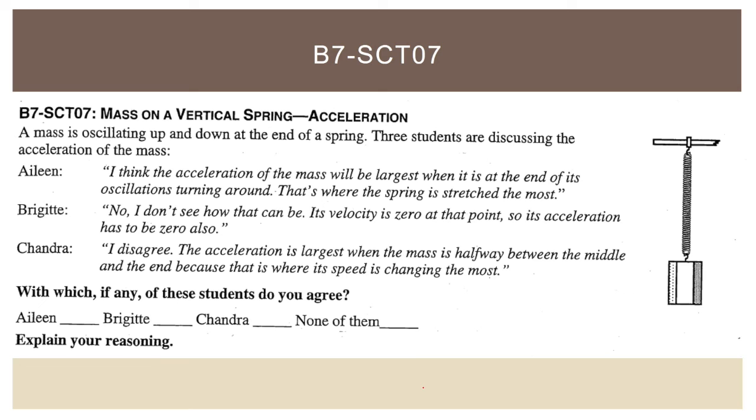Aileen says, I think the acceleration of the mass will be largest when it is at the end of its oscillations turning around. That's where the spring is stretched the most. Bridget says, I don't see how that could be. Its velocity is 0 at that point, so its acceleration has to be 0 also. Chandra says, I disagree. The acceleration will be largest when the mass is halfway between the middle and the end, because that's where its speed is changing the most.